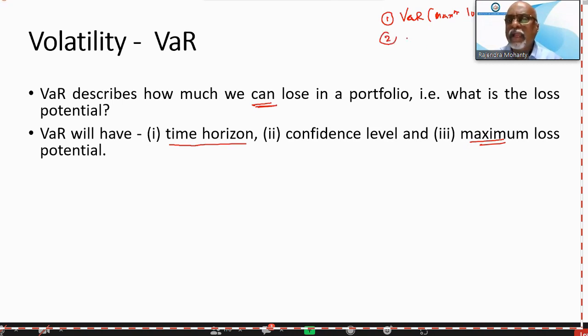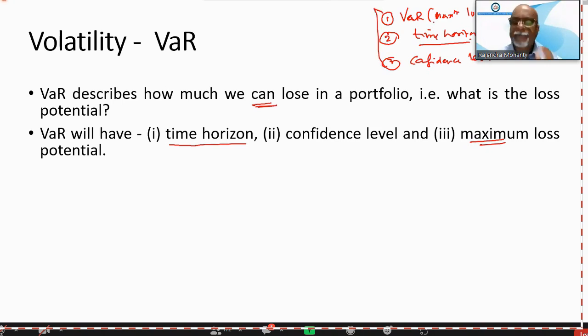Second, it will be predicted for a time period or time horizon. So you can say that this maximum loss of 100 rupees might happen within the next 7 days, or next 1 month, or next 6 months, or next 1 year. There has to be a definite time horizon given for this maximum loss. And third is a confidence level. So these 3 things are important for a VAR.